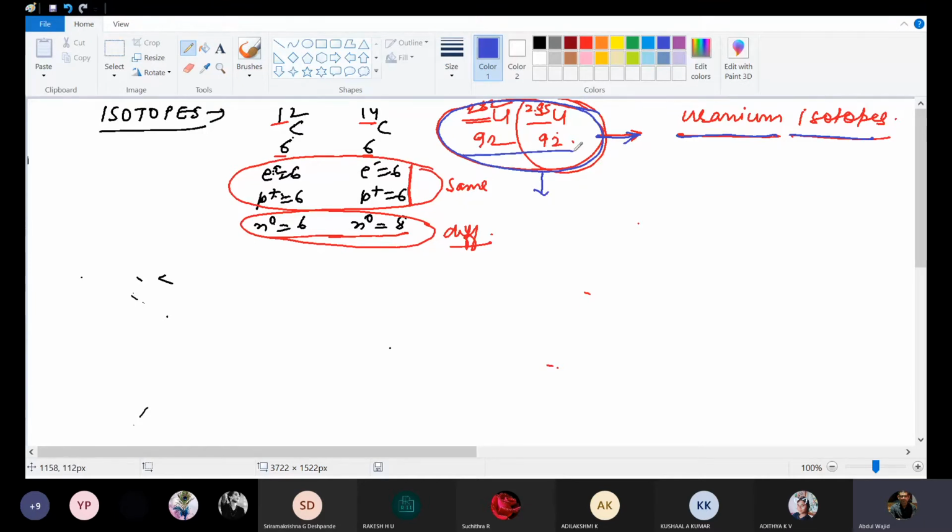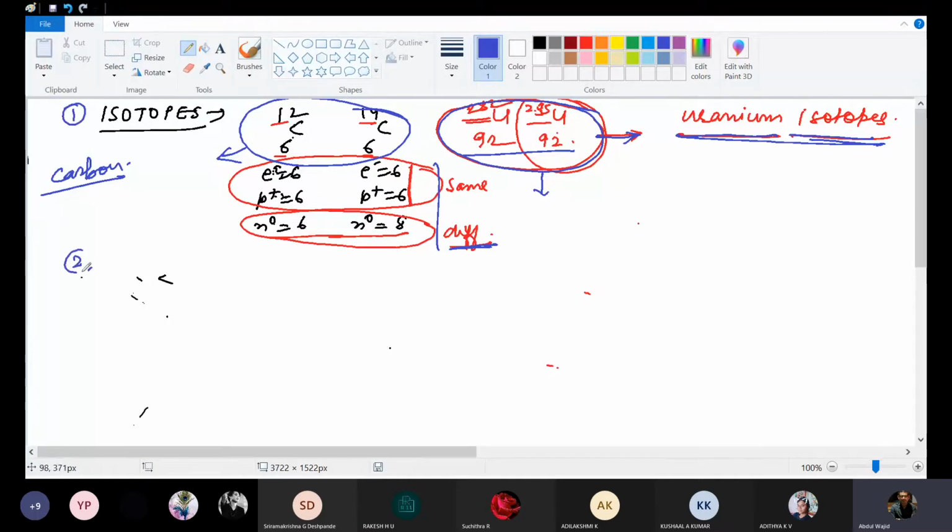They can ask you a question like this, or they can ask you a question like this. They can ask you like this, or they can give you carbon isotopes. Now you should know what isotopes carbon has, 12 and 14. So like this, they can ask you. The most important point is this: everybody knows that same atomic number and different atomic masses are isotopes. So this was your first point.